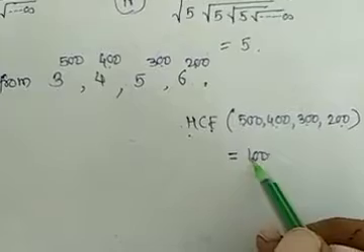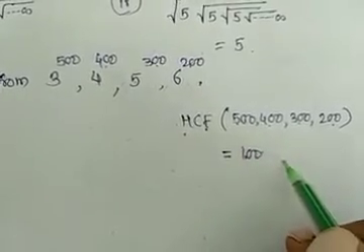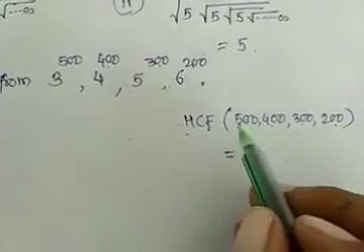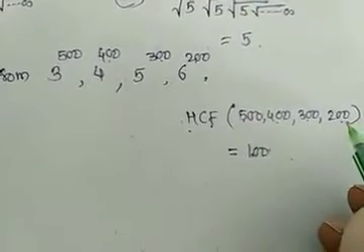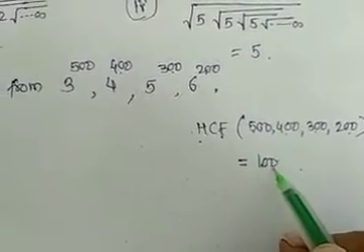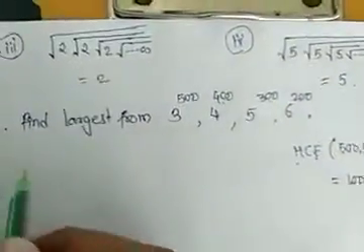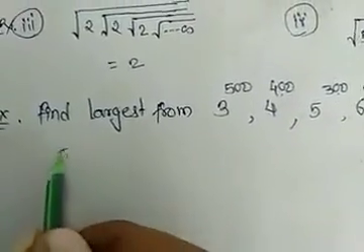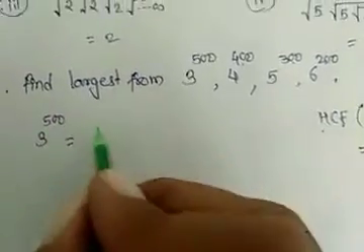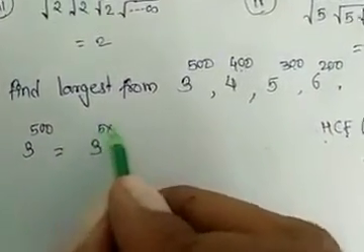After this 100, there is no more term which can divide all these numbers. It should be common to all. So here 100 is our common factor. So we can write this 3 raised to 500 as 3 raised to 5 into 100.